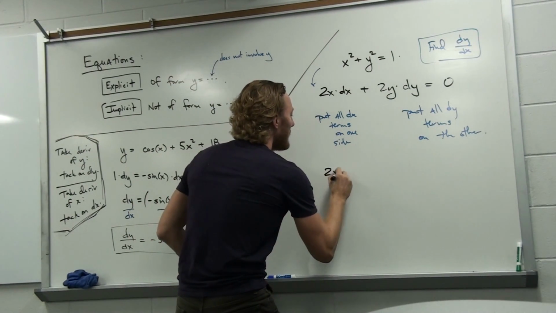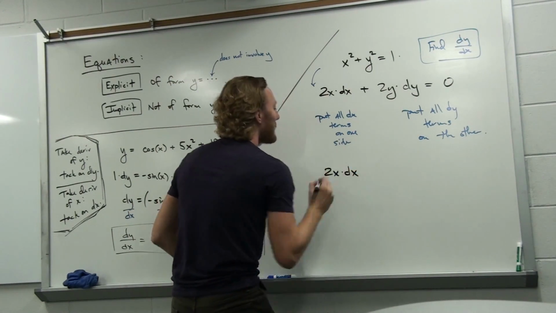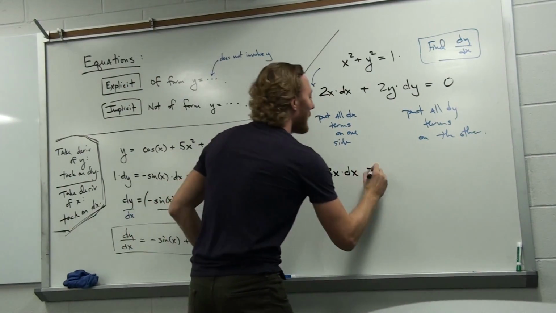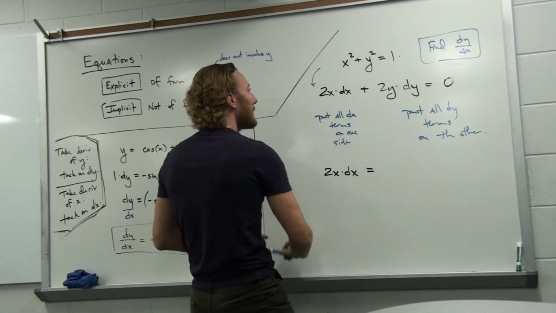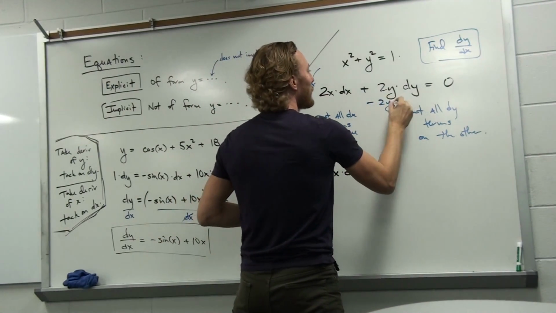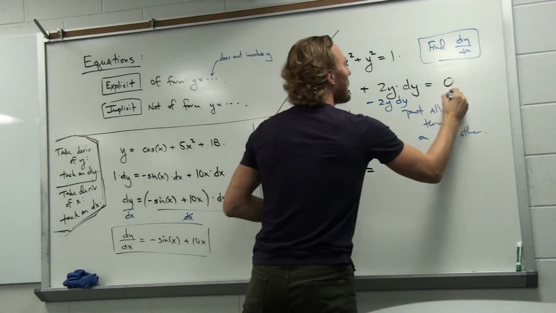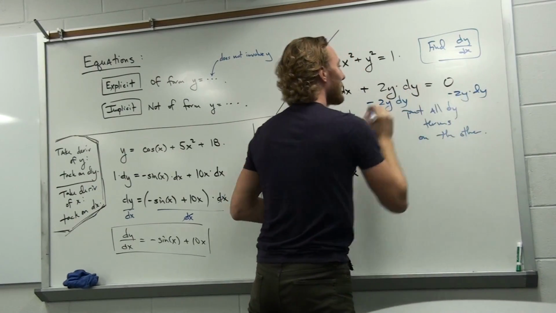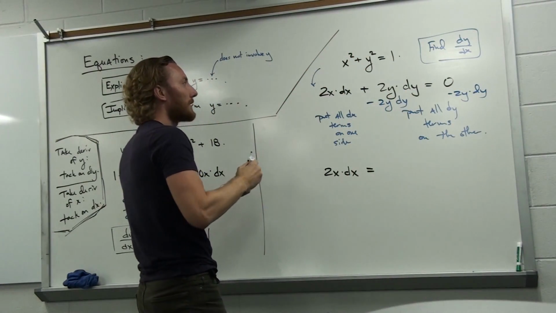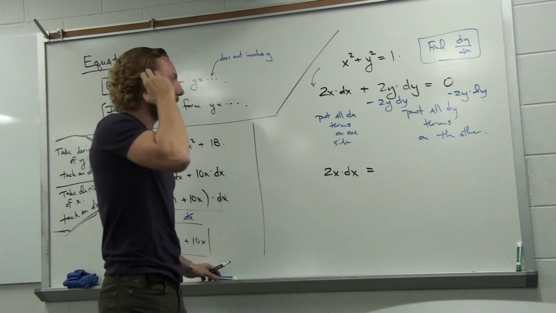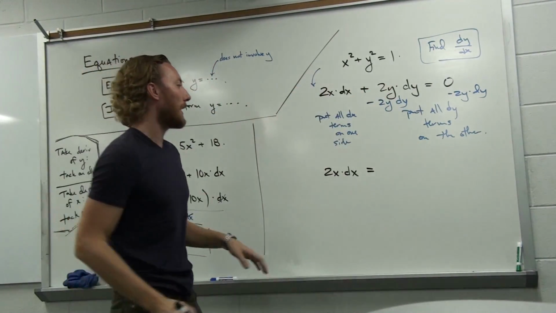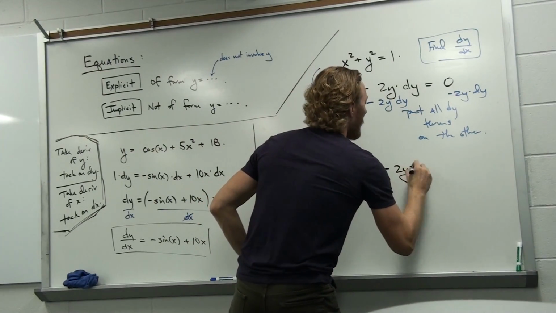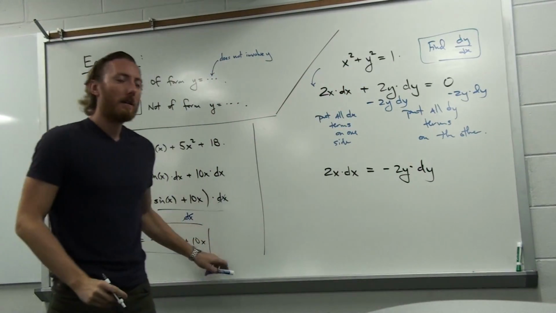So let's go, 2x times dx. We'll keep that on the side that it's on. Let's move the dy term to the other side. And to do that, what would we need to do? We just need to subtract 2y dy from both sides, because you're going to have to do the same thing to both sides in order to keep the equality preserved, and in order to get rid of the 2y dy, we'll just subtract 2y dy from both sides. And now we get here.